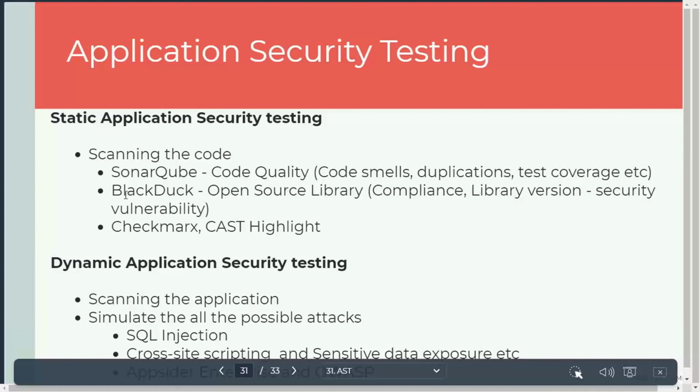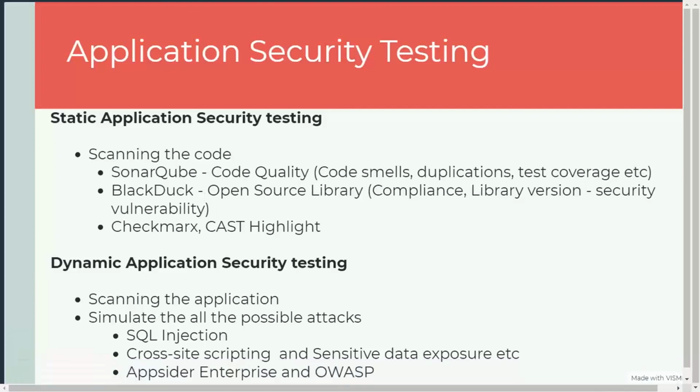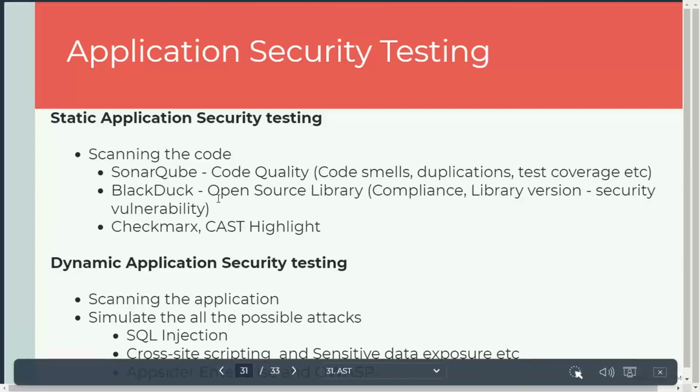Okay. The Black Duck, it's predominantly used when we are creating some kind of project, we will be using some third-party components. So whether it is compliant with open source licenses or not, or in that particular version, is there any security vulnerability there or not? Those kinds of things, Black Duck will give the insight. And then Checkmarx and CAST Highlight are also similar kinds of tools for code quality.